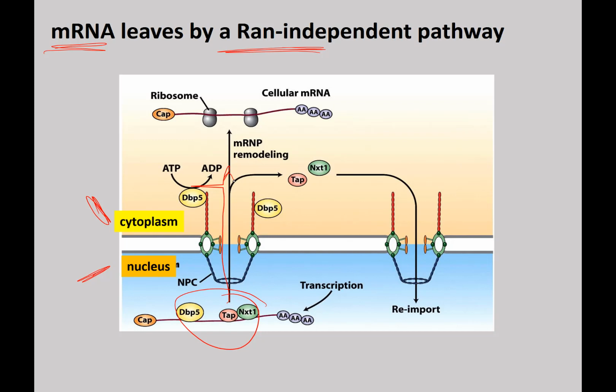But what I want you to see here is that it still requires energy. So remember, these are all examples of active transport. ATP hydrolysis, and you don't need to know these different proteins here. ATP hydrolysis is the energy to move the mRNA out of the nucleus into the cytoplasm. These proteins are then recycled and go around and around.